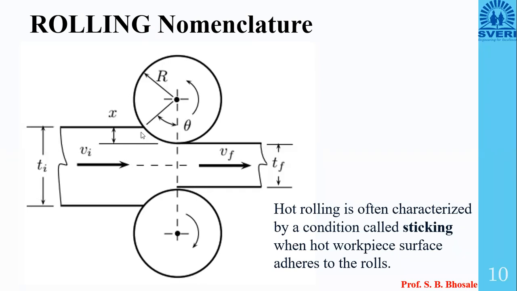Otherwise, what happens? As this billet is heated to a red hot condition, if it sticks to the roller, welding may take place at the roller surface and the billet surface, and because of that, the rolling process may not be possible. So that sticking is reduced by the non-sticky agent. This sticking is one of the important phenomena in hot rolling. This is the nomenclature of this rolling.